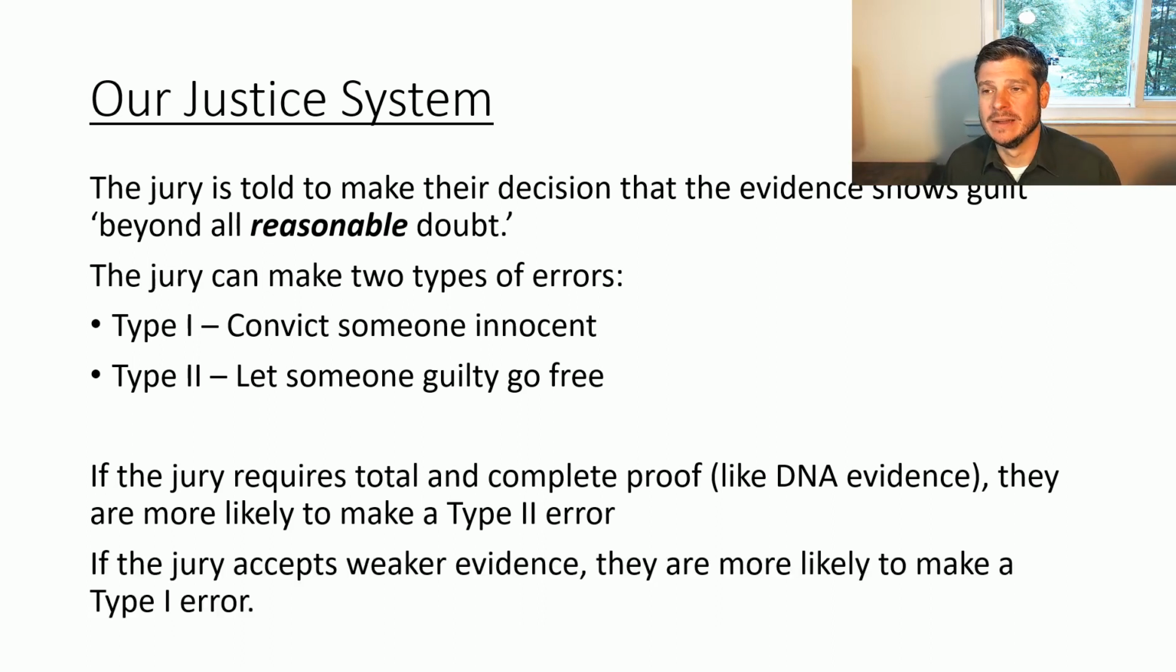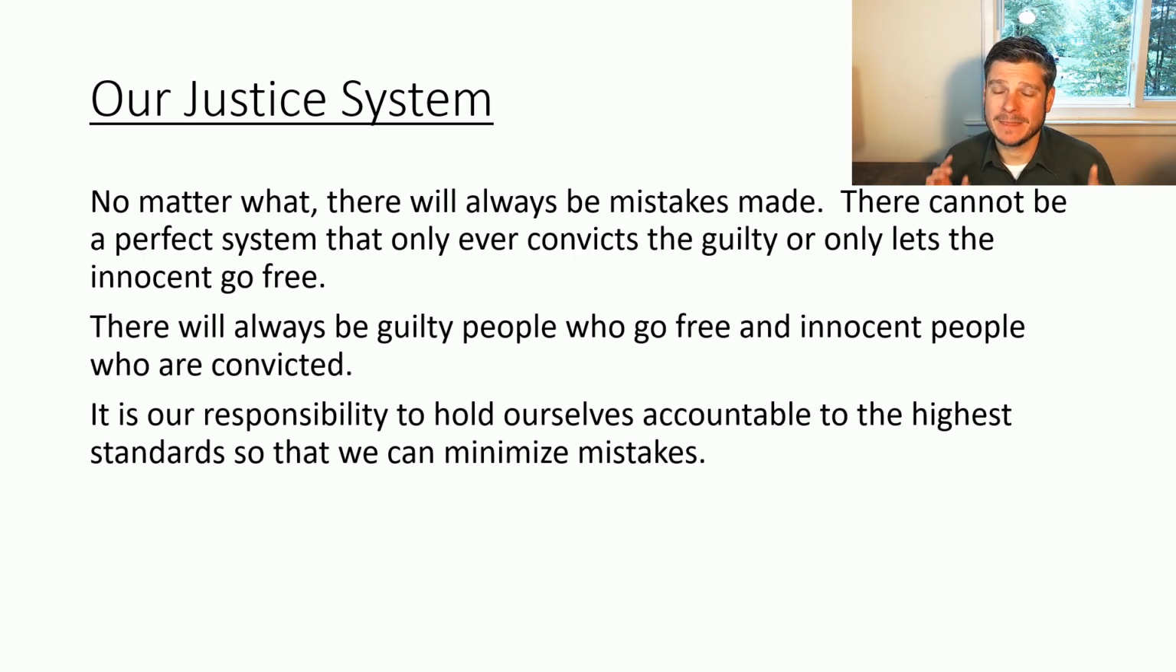Now, again, that's the context of our type 1 and type 2 errors, but I think it's also important to just mention right now that no matter what, there will always be mistakes made. There cannot be a perfect system that only ever convicts the guilty or lets the innocent go free. It's a very sad fact, but it's the way the sausage is made. There will always be guilty people who go free and innocent people who are convicted. That's just the way our chaotic universe works.